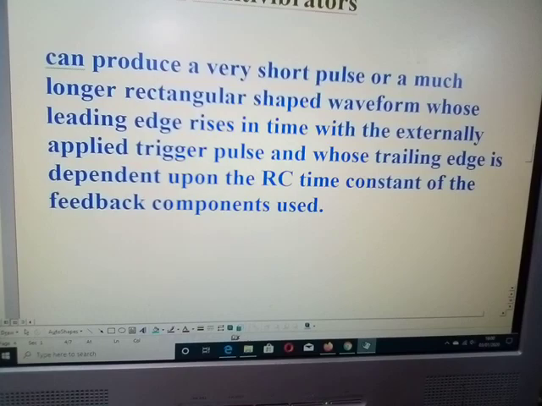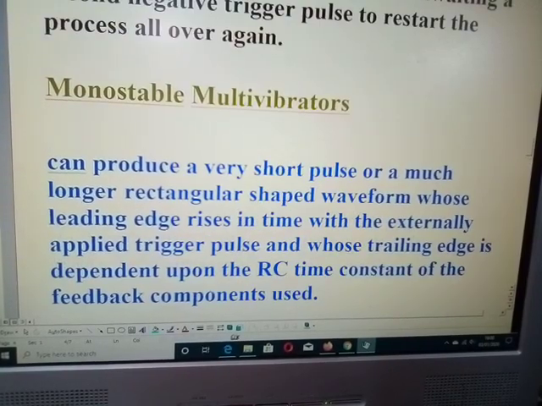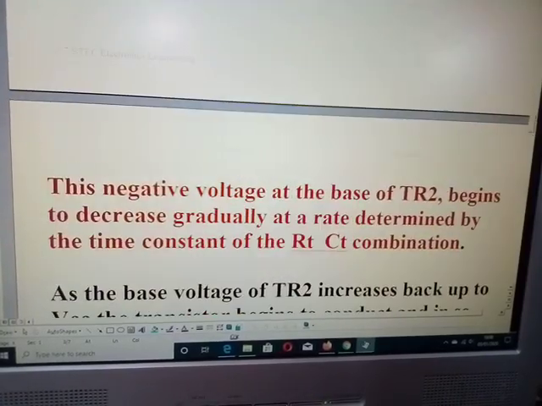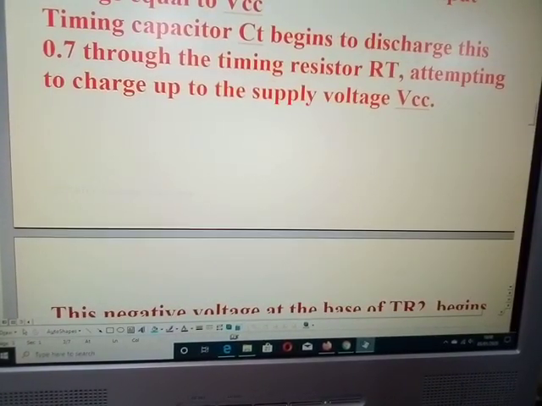Now what I want to do also in due course is to show you some of the electronic circuits which can be used in regards to these types of circuits and more.